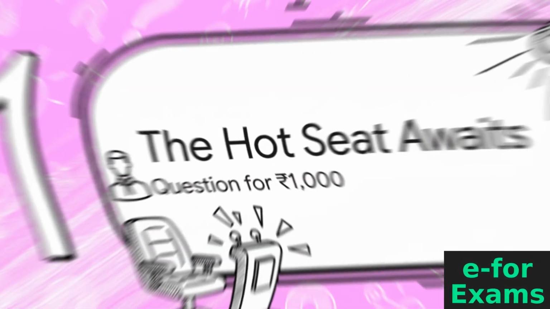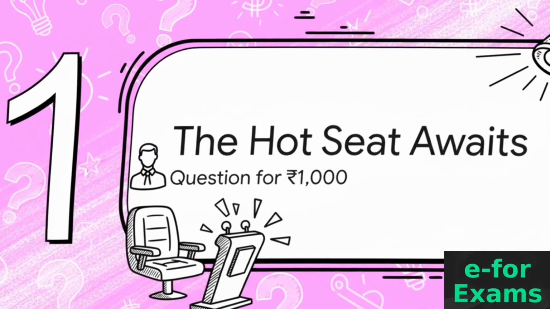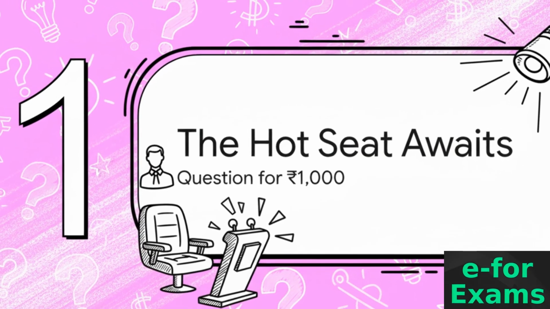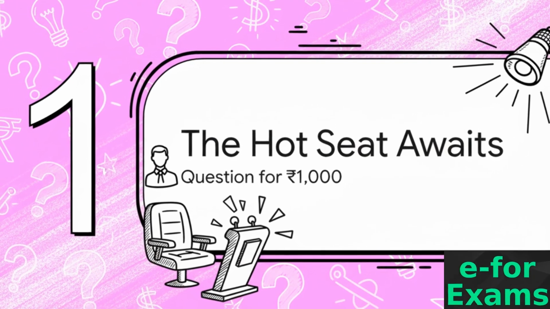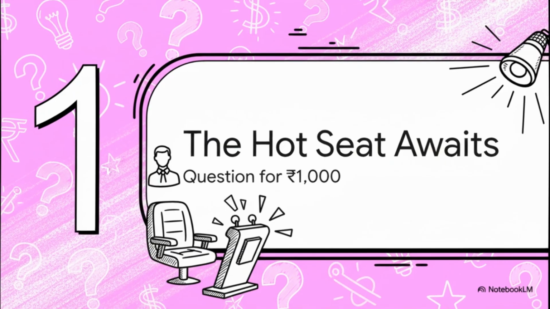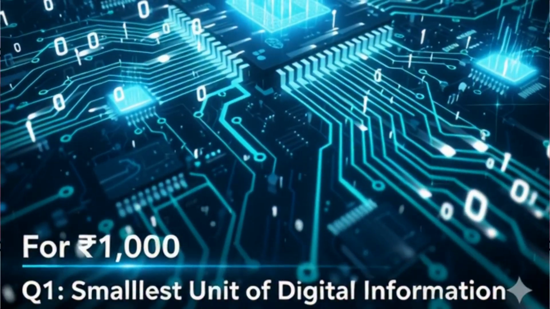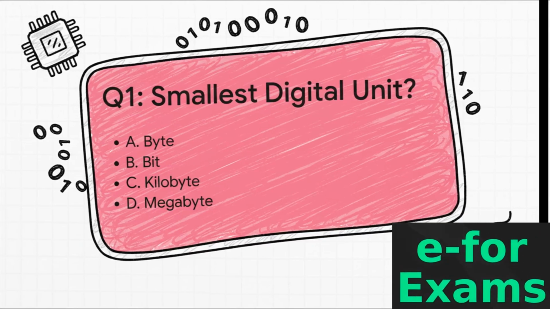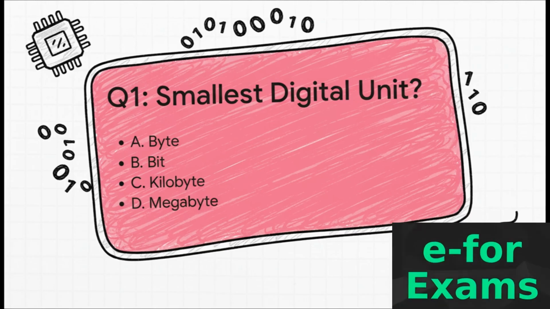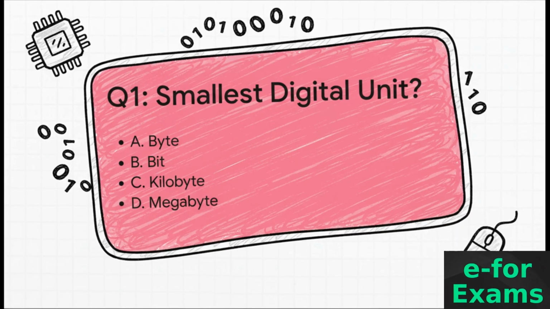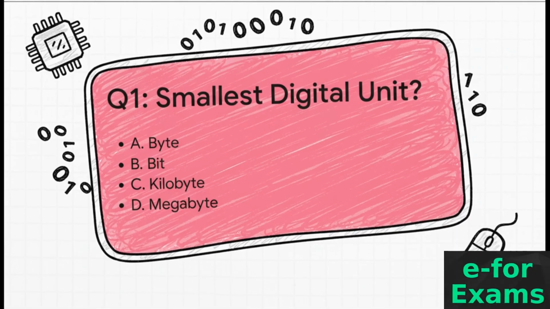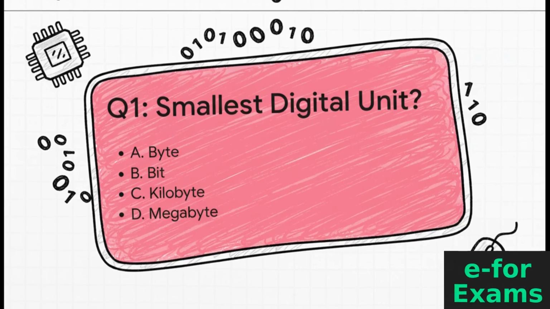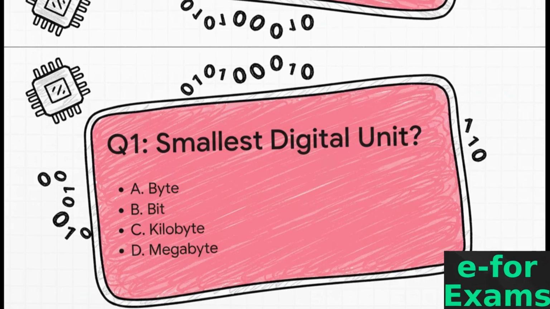Okay, let's get right into it. Picture this. The lights are down, the music is playing, the tension is building. We're going to start things off with a bit of a warm-up. Here comes your very first question for a cool 1,000 rupees. So this one's from the world of computers. You see these words, byte, bit, kilobyte, all the time, right? But which one is the absolute, most basic, smallest unit? Take a second, think about it, and lock in that answer.